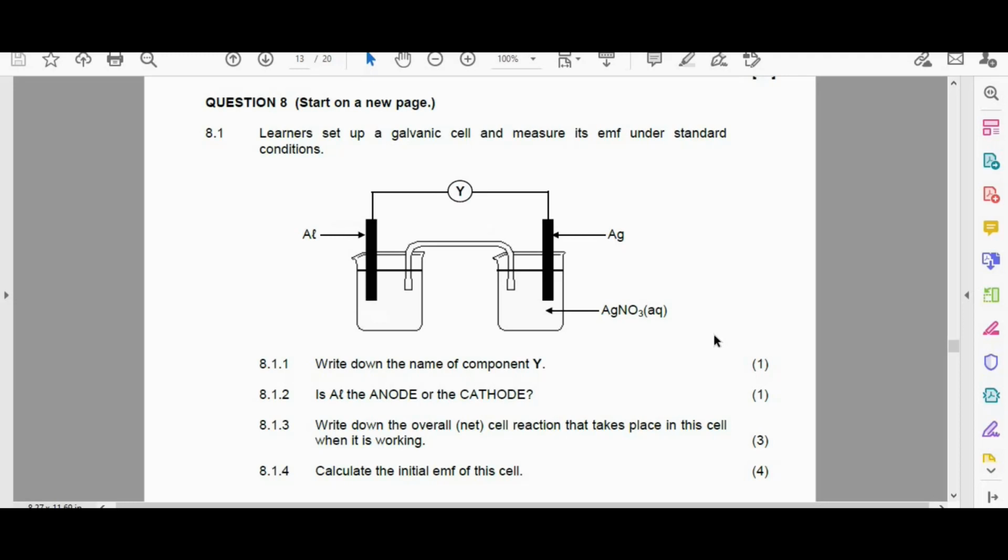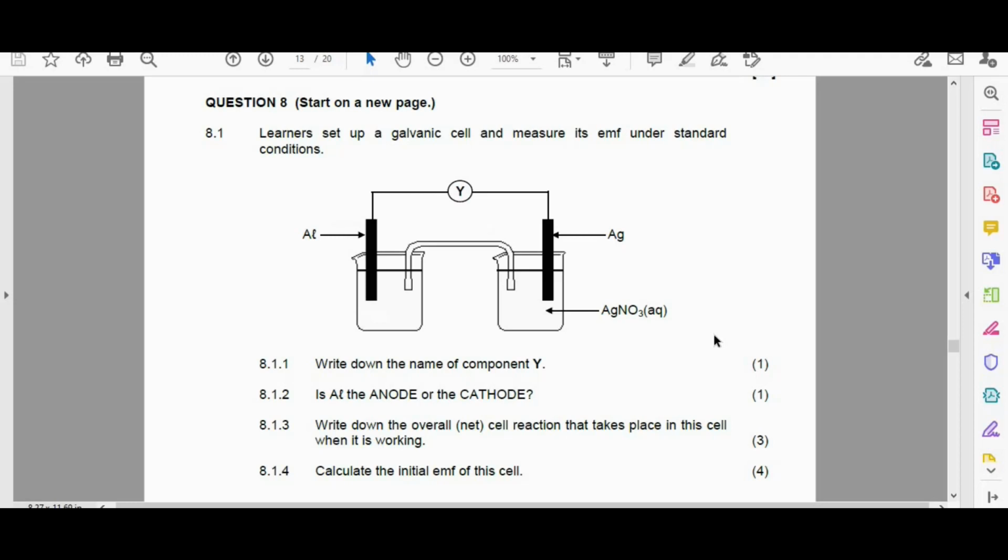If you look on your table of standard reduction potentials, doesn't matter which one, you find the negative value, and then you go find the other electrode, which was in this case silver. Aluminium was negative but silver was positive. Your positive value means cathode, your negative value means anode.